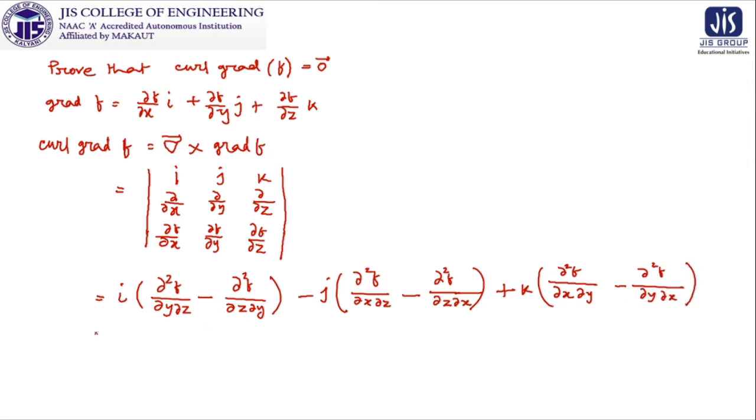So this is just the direct simplification of this particular determinant. Now we can write that, as we can assume, del 2f del y del z and del 2f del z del y are the same, then the components coming for i is 0, j is 0, k is 0, and finally the result is 0. And again, as it is asked to prove it as 0 vector, null vector, we have proved it.